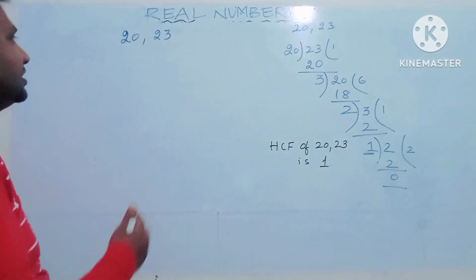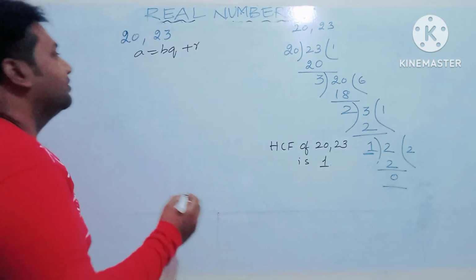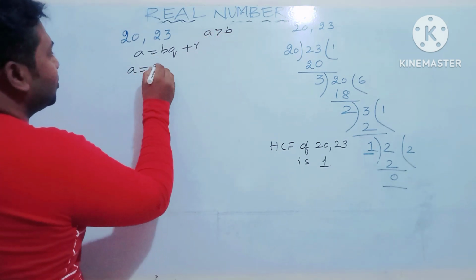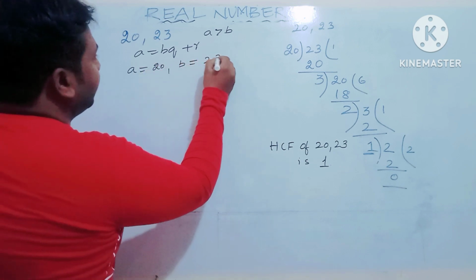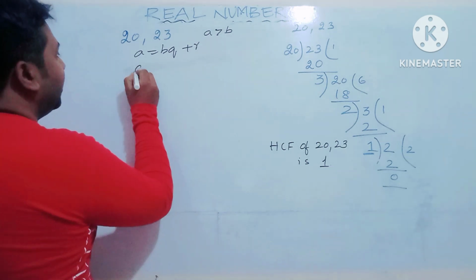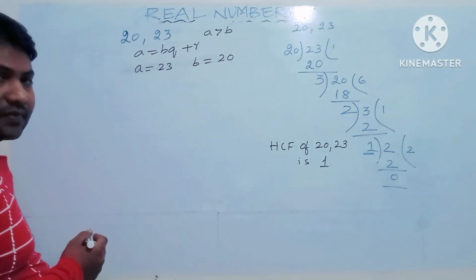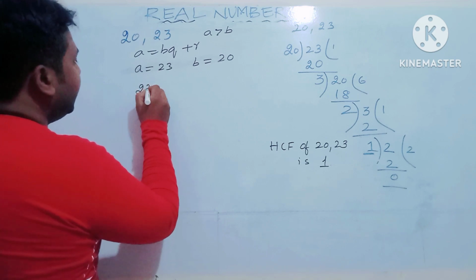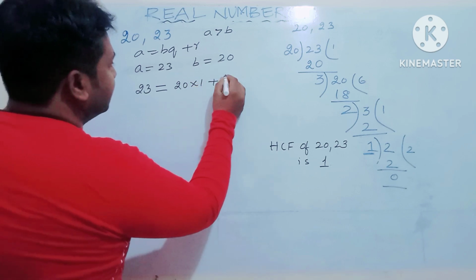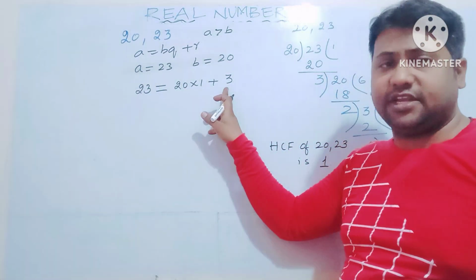Okay, let's try to solve with A is equal to BQ plus R. Hope you all are following. Every time A should be greater than B. So here let us take A is equal to 20 and B is equal to 23. Sorry, let me take A is equal to 23 and B is equal to 20. So I can write 23 is equal to 20 into 1 plus 3. So 20 ones are 20, plus 3, 23.